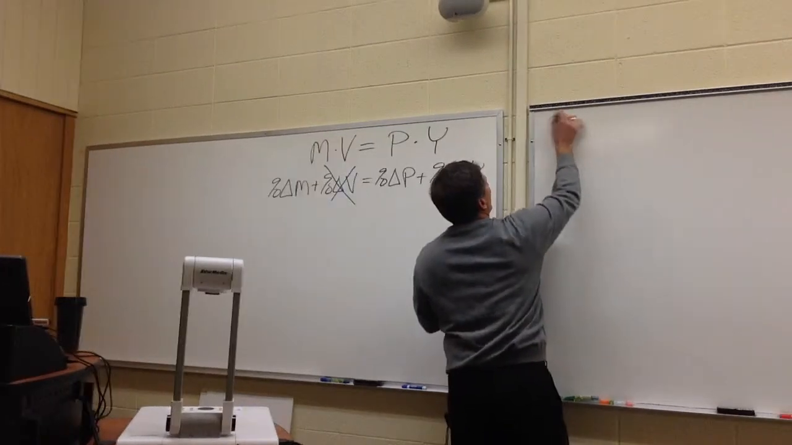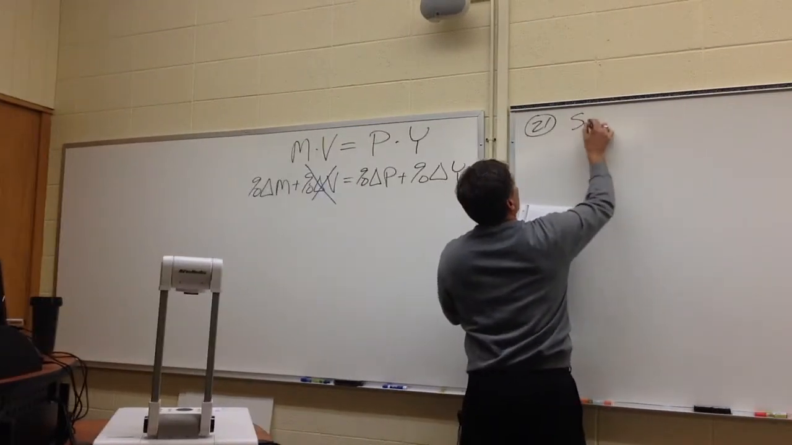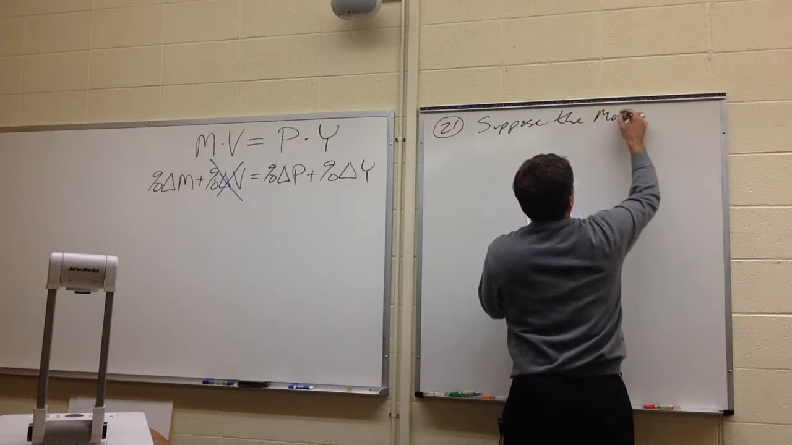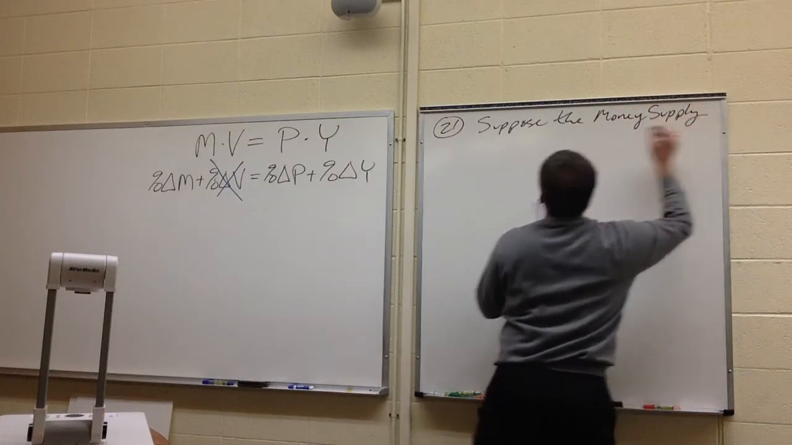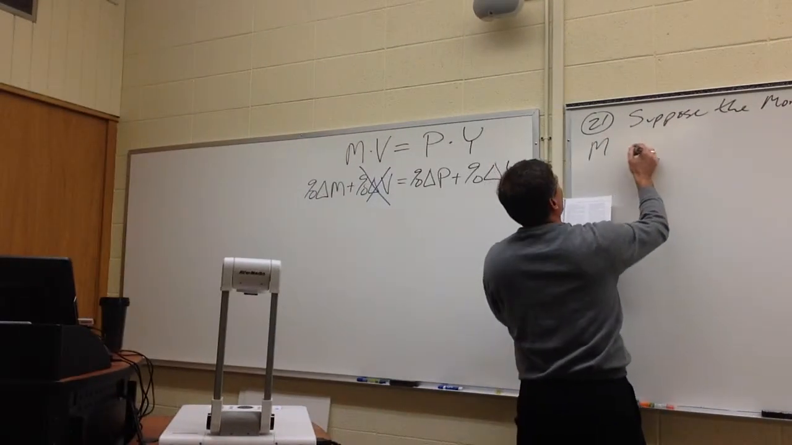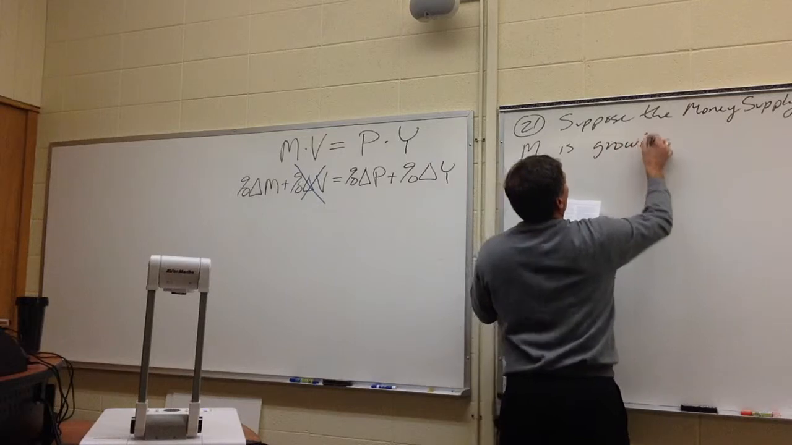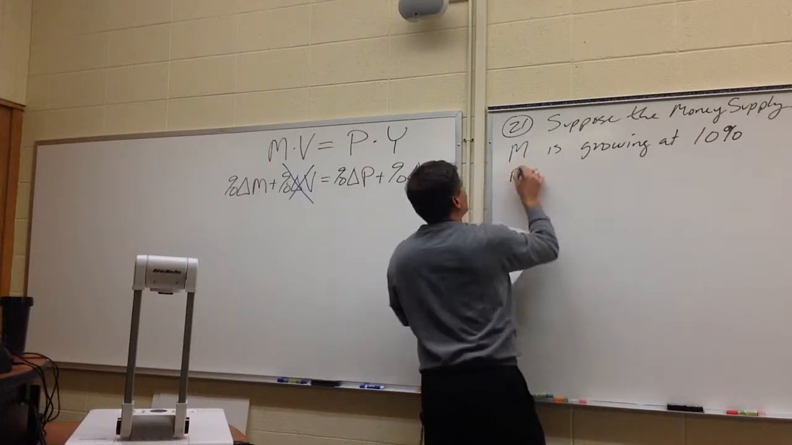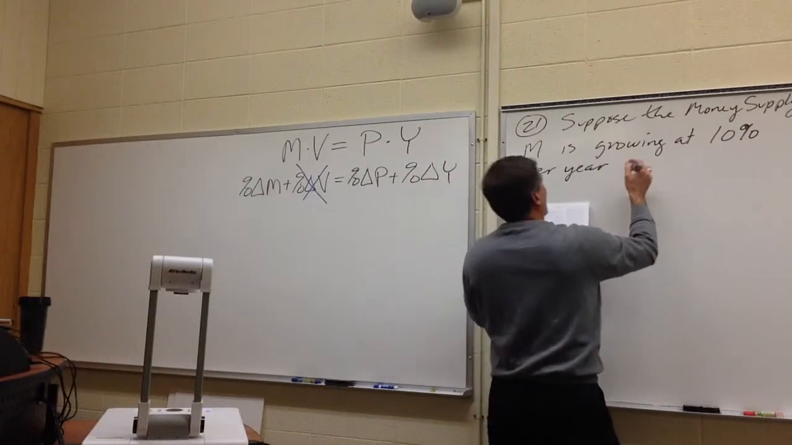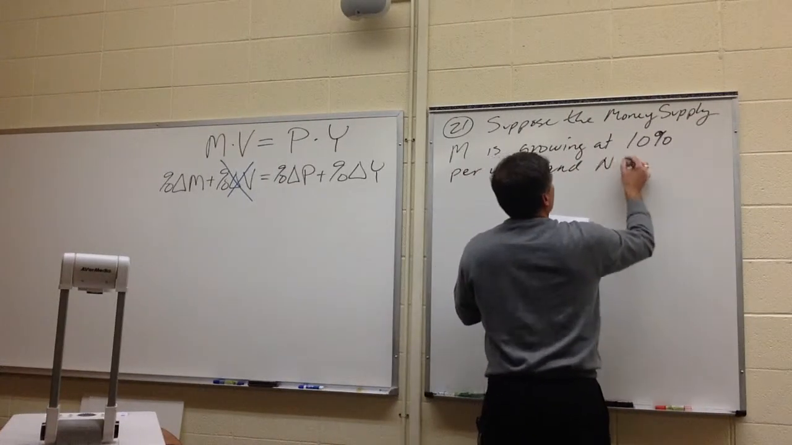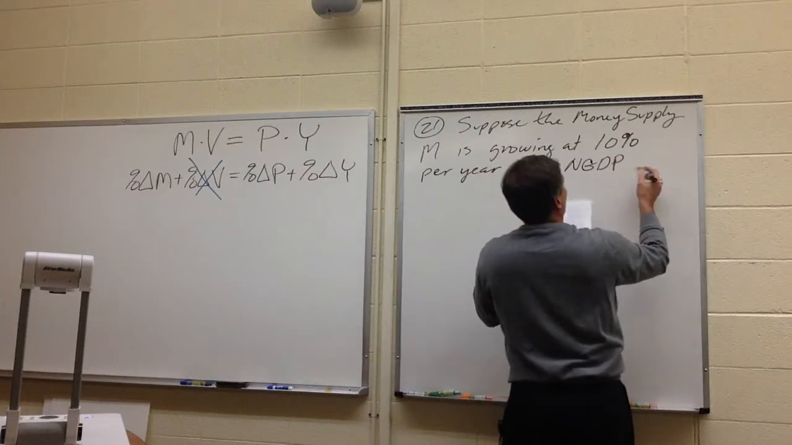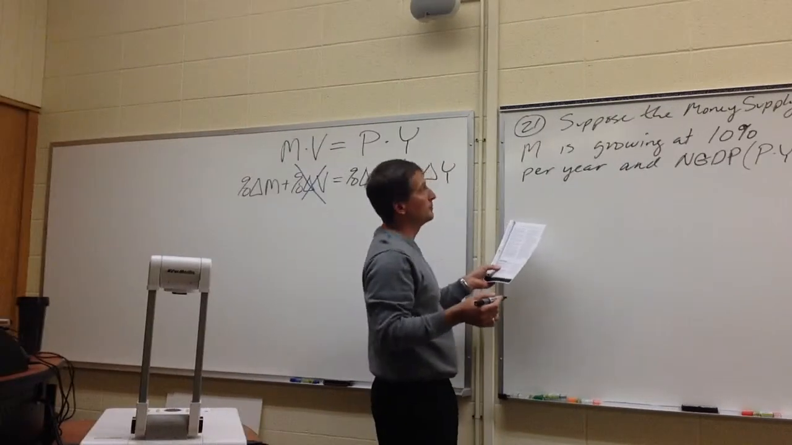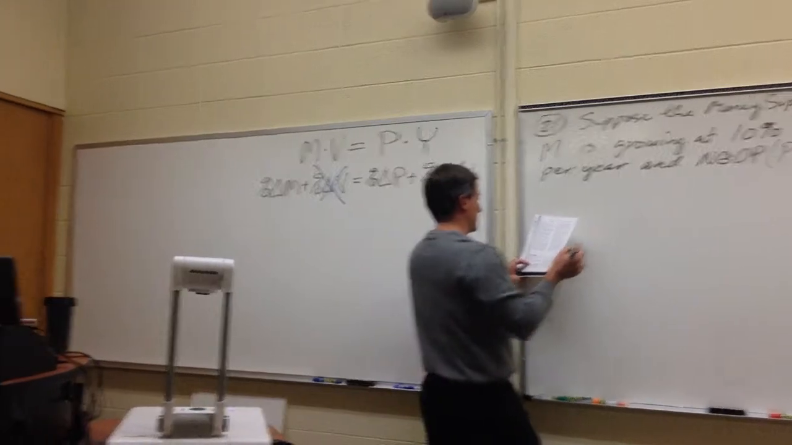Okay, this is number 21 out of the back of your book. Suppose the money supply M is growing at 10% per year, and nominal GDP, which is PY from our equation of exchange, has been growing at 20%.